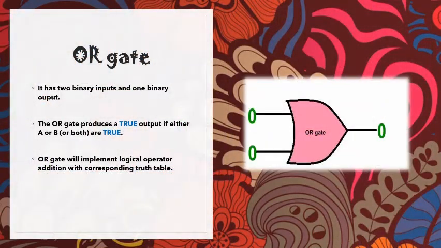Secondly is the OR gate. It also has two binary inputs and one binary output. The OR gate produces a true output if either A or B or both are true. The OR gate will implement the logical operator addition with the corresponding truth table.